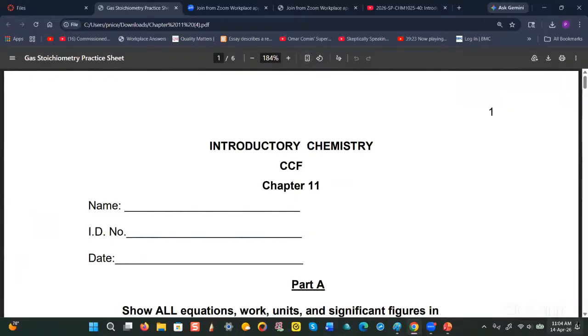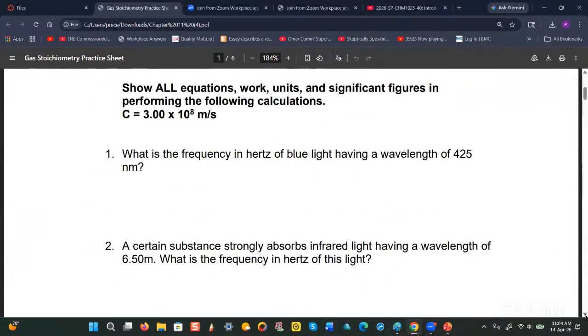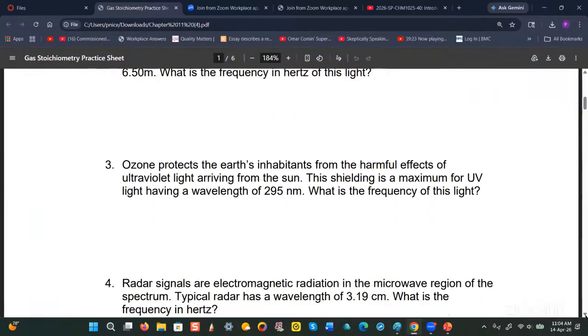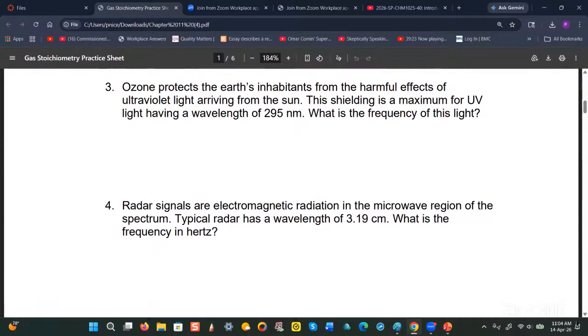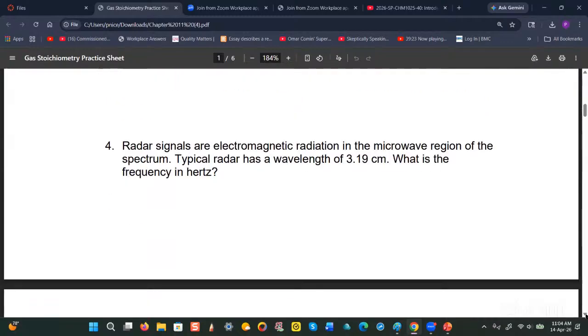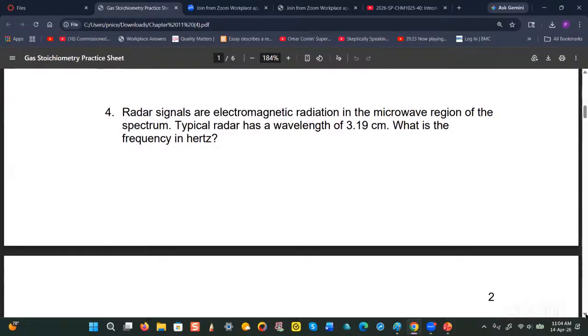All right, so you said we got to question number 3? Yeah. Okay, so just to remind you, the equations that we're using for this topic is C is equal to lambda times nu. C is the speed of light, lambda is the wavelength, and nu is the frequency.